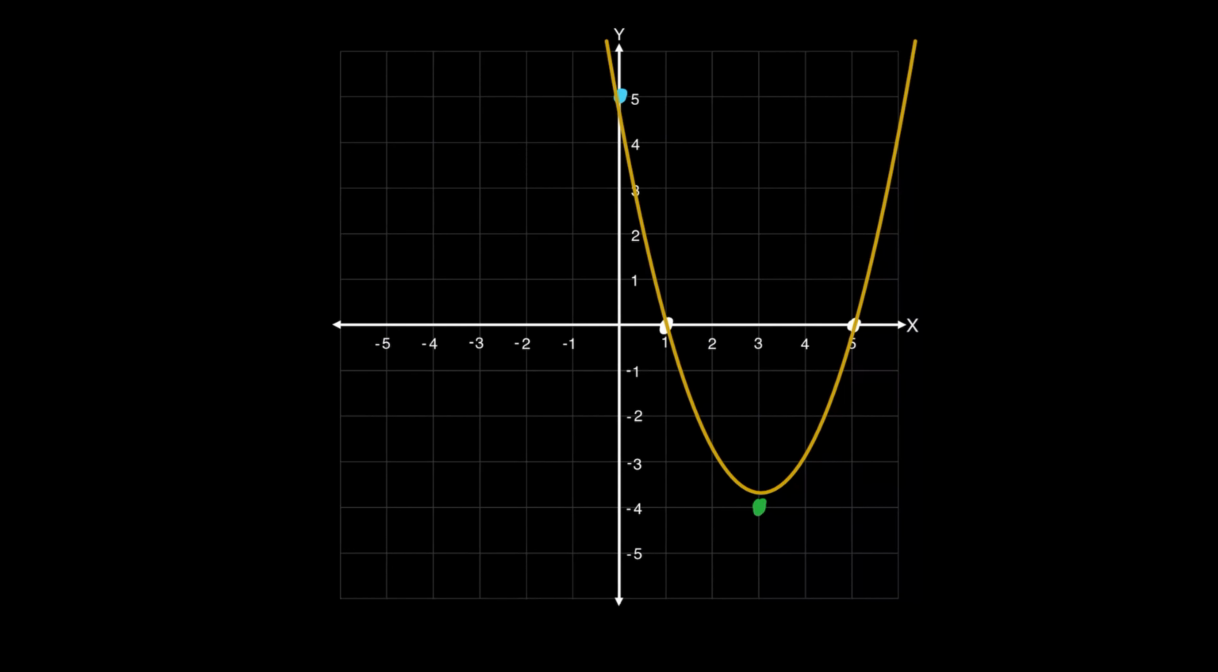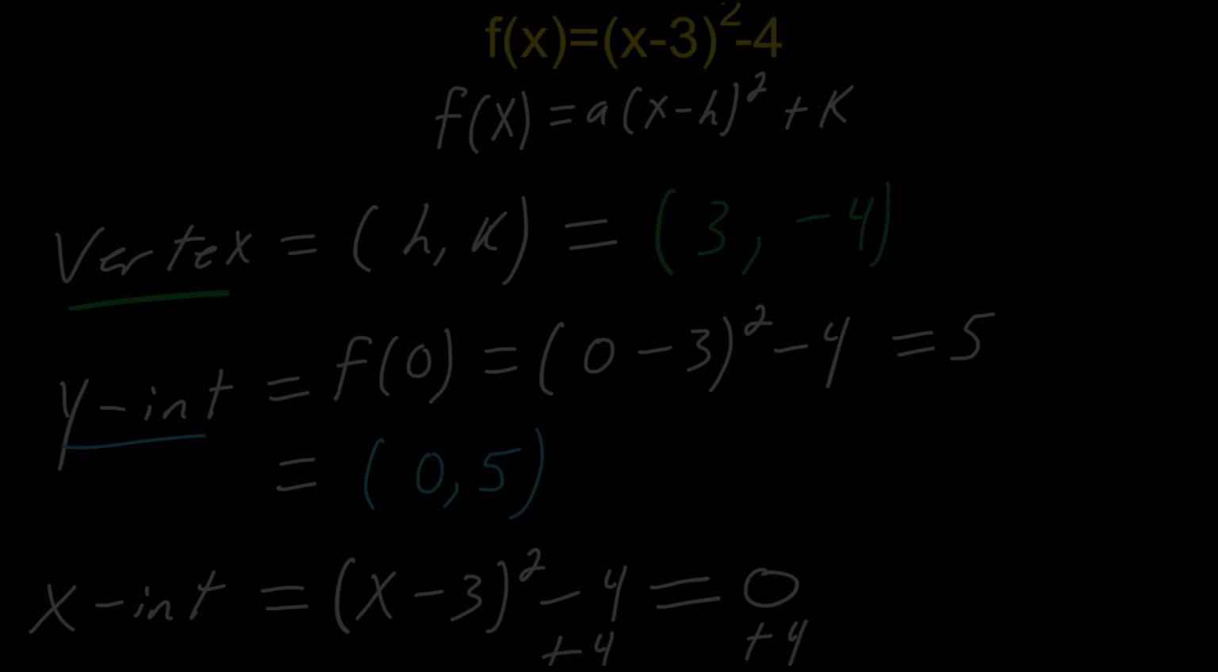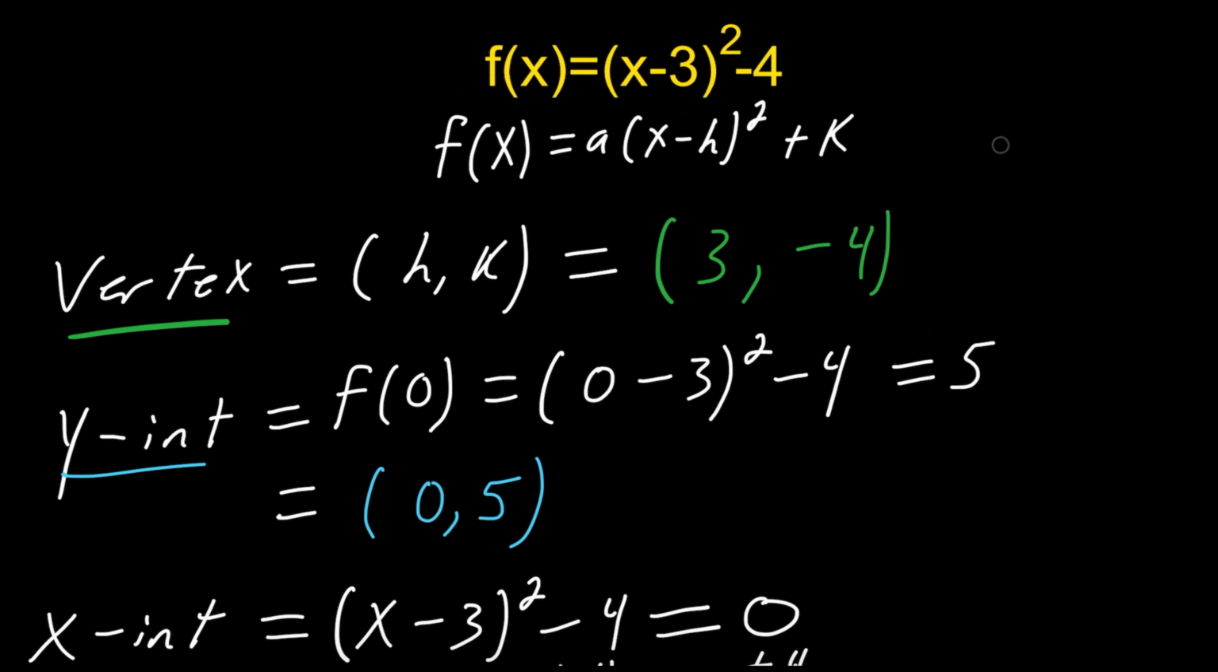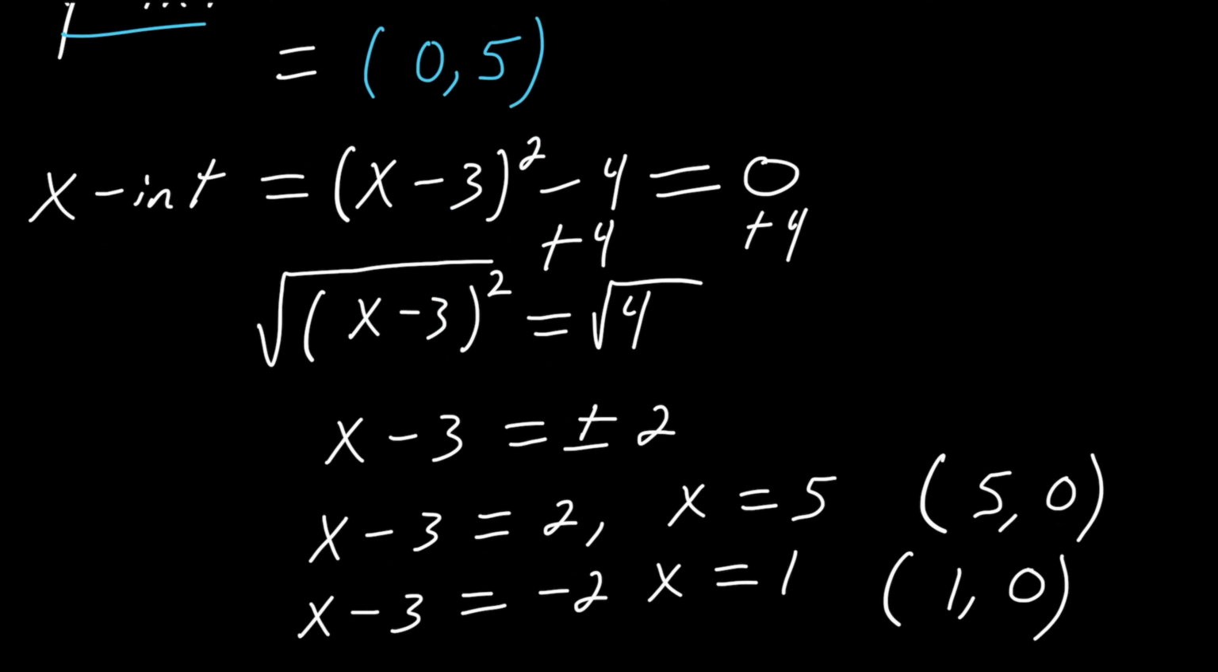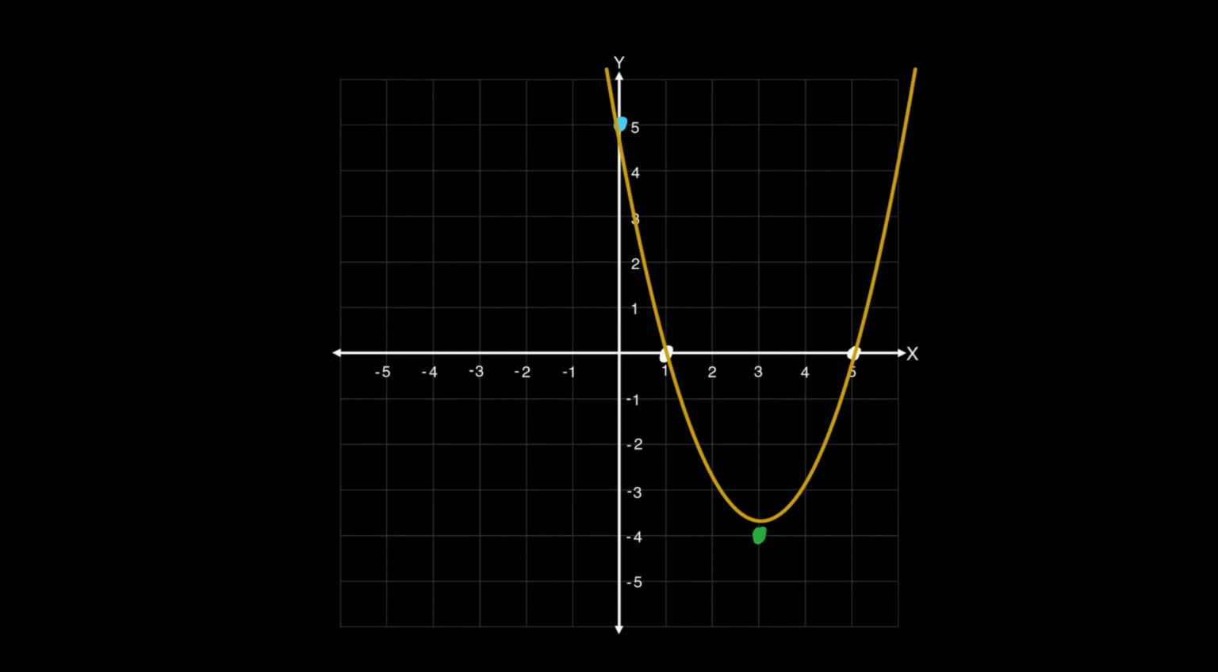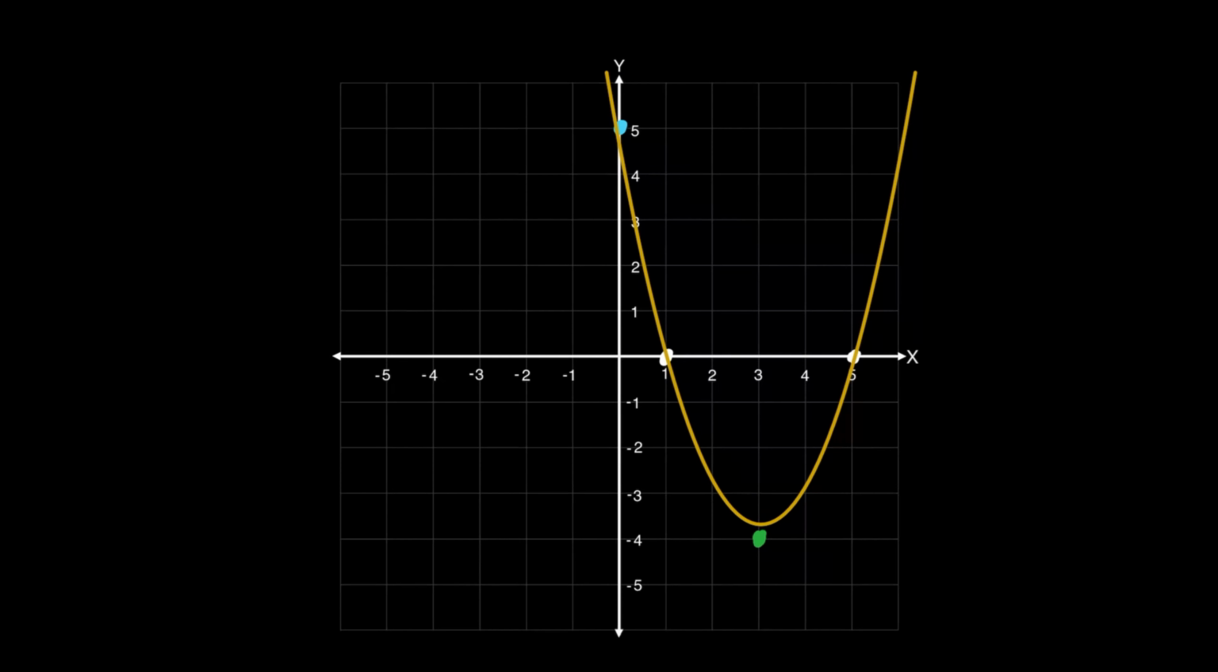So that is how you graph a parabola. We had the function here in vertex form. We found the vertex, we found the y-intercept, we found the x-intercepts, and then we used that information to graph this parabola.